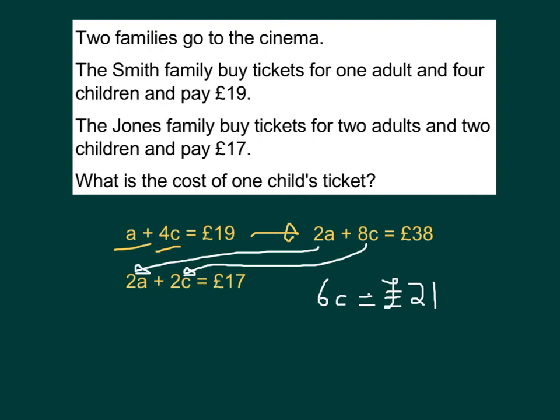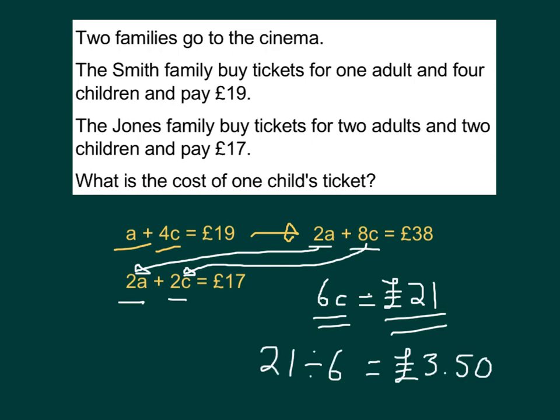Well, it actually allows me to compare the formulas, because I know the only difference between these two is the number of children's tickets. They both have 2 adult tickets, but there's 2 children's tickets here and there's 8 children's tickets there. That must mean the difference, the 6 children's tickets, is an extra £21, the difference between £17 and £38.